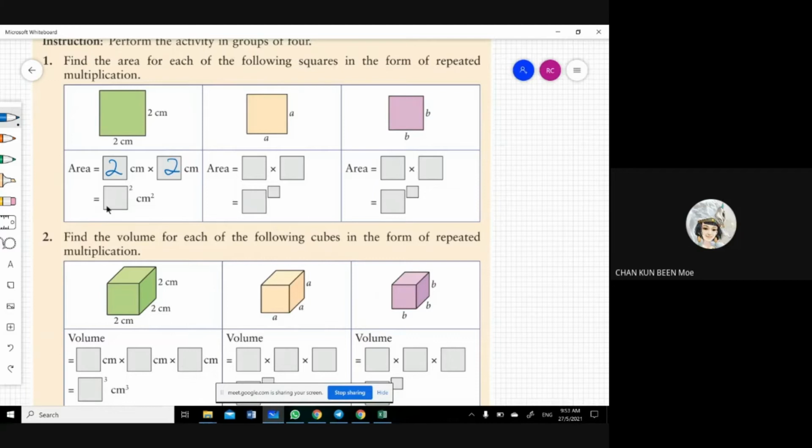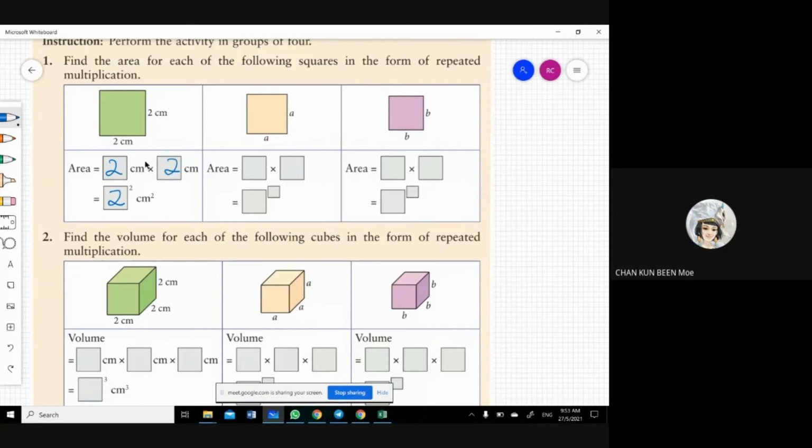4. It's 4, correct, but we cannot write down 4 here. Why? Because there is a square. So 4 is what? 2. Yeah, correct. 2 squared.